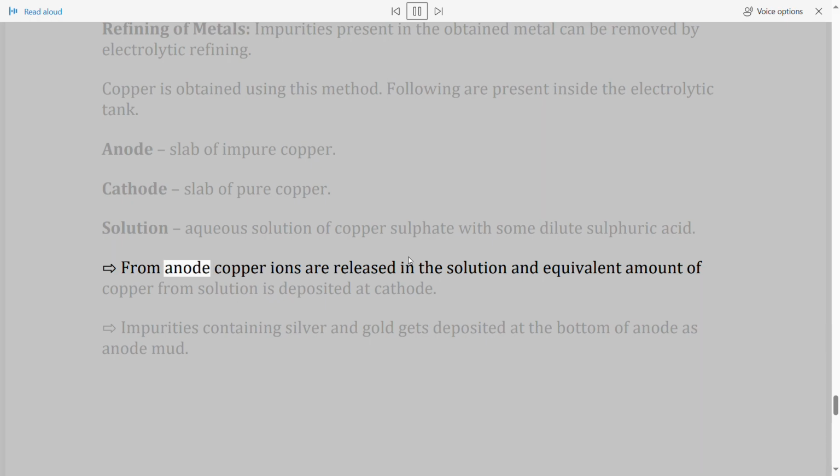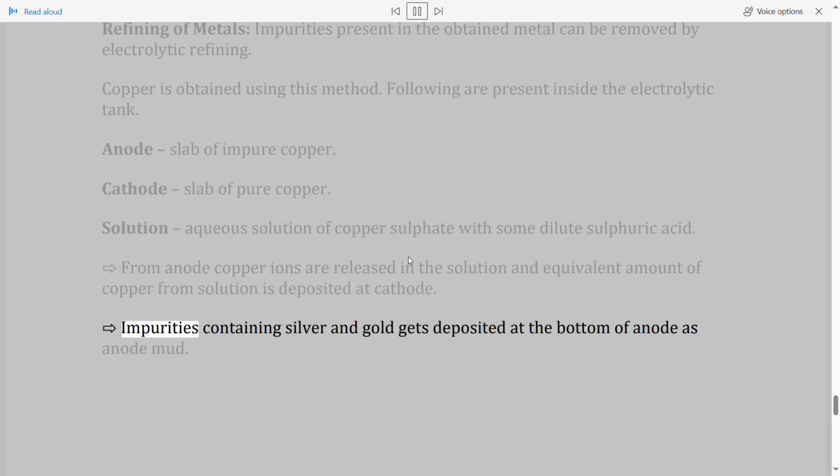From the anode, copper ions are released into the solution and an equivalent amount of copper from the solution is deposited at the cathode. Impurities containing silver and gold get deposited at the bottom of the anode as anode mud.